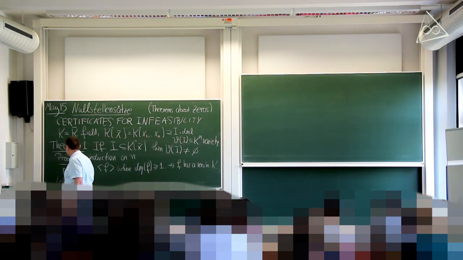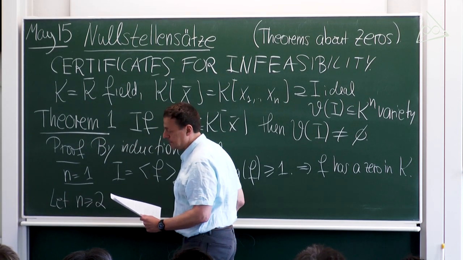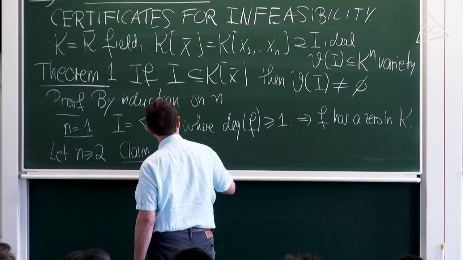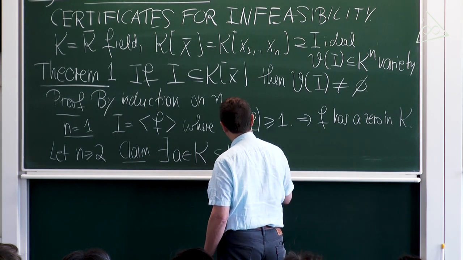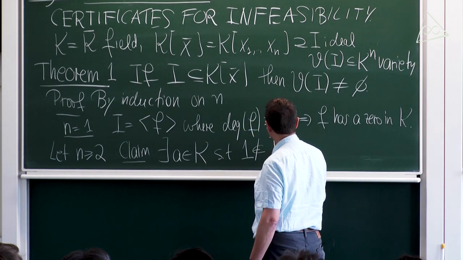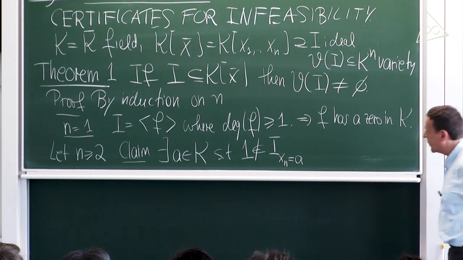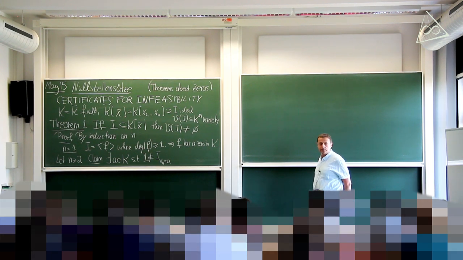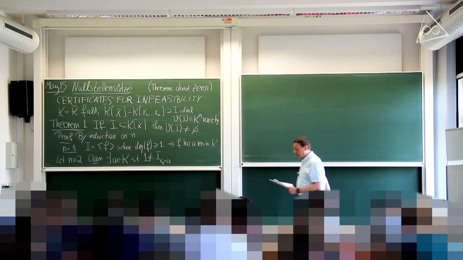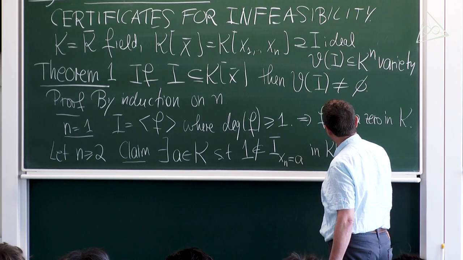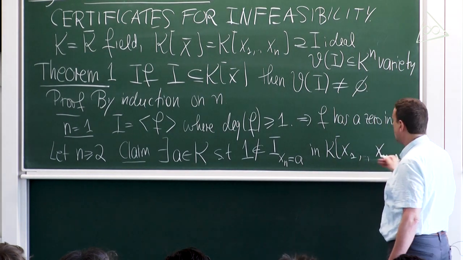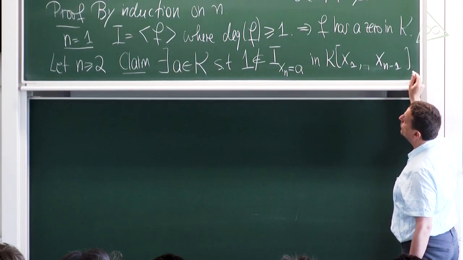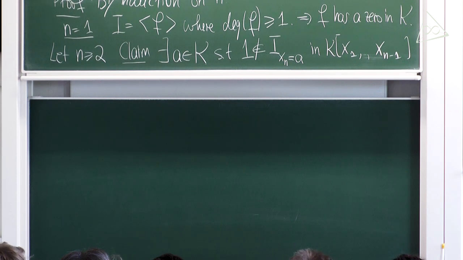So now let's look at the induction step. So we have two or more variables, so n is at least 2. And we're going to prove the following claim towards the theorem. The claim is there exists some field element, some scalar A, such that 1, the constant 1, is not in the ideal that we obtain by specializing the last variable to A. So I take my ideal, I look at all polynomials in the ideal, I replace the last variable xn by A. This gives us an ideal in the polynomial ring in n minus 1 variables. And the claim is, as a polynomial ideal in n minus 1 variables, x1 up to xn minus 1, this ideal is not the whole ring. It doesn't contain the one element, okay? That is the claim, and once we have this, we will be able to deduce the assertion by induction on n.